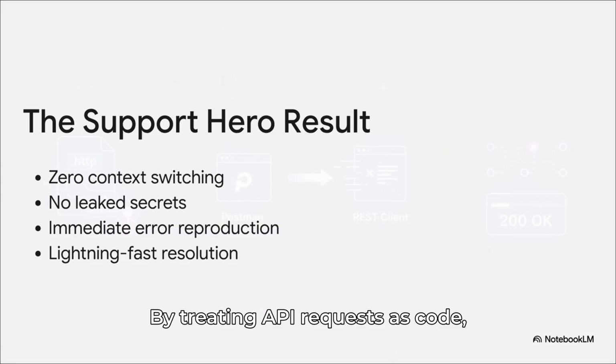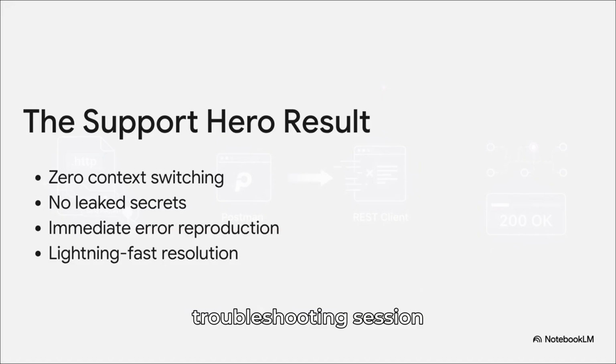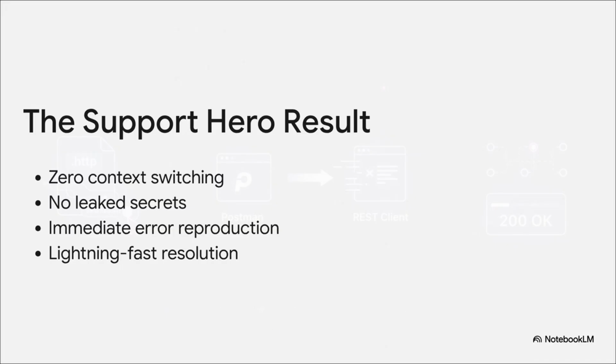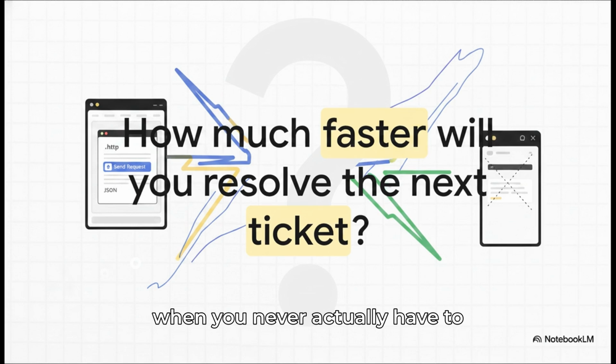By treating API requests as code, you've completely transformed what used to be a messy, multi-tool troubleshooting session into a clean, repeatable engineering process. You get zero context switching, absolutely no leaked secrets, immediate reproduction of the exact error, and a lightning-fast resolution for that blocked developer. So I'm going to leave you with this provocative thought. How much faster will your next support ticket be when you never actually have to leave your editor?